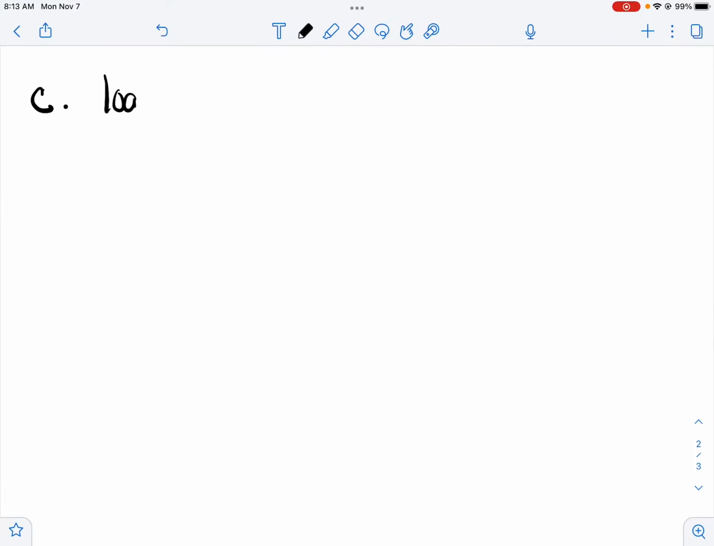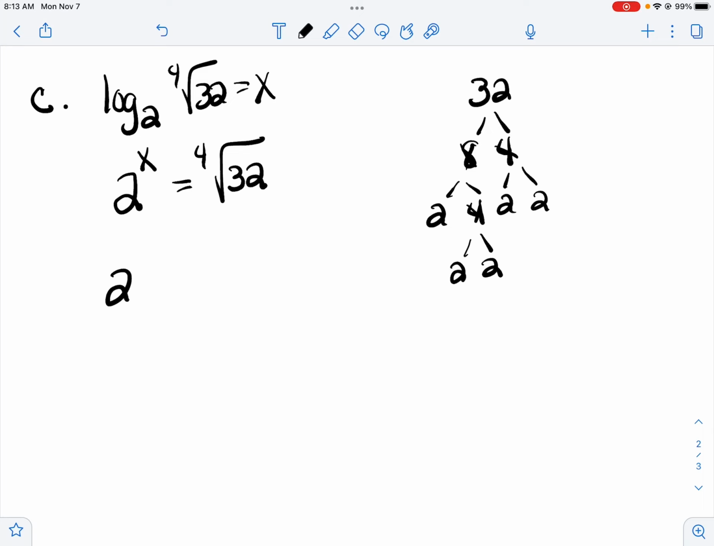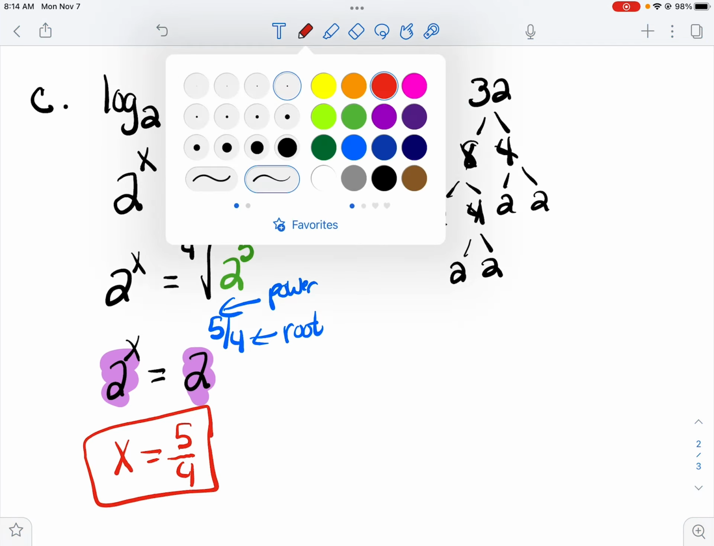Look at part C. We have log base 2 of the 4th root of 32 equals x. Our base is 2, our exponent is x, and we have the 4th root of 32. Well, 32 is 8 times 4, 8 is 2 times 4, and 4 is 2 times 2. So I can rewrite 32 as 2 to the 5th power. On the right side, I can rewrite a root and a power as the power over the root. So this would be 5/4. So again, the power goes over the root, or the index. When our bases on each side of the equation are equal, then our powers are equal. And so here, x is 5/4.